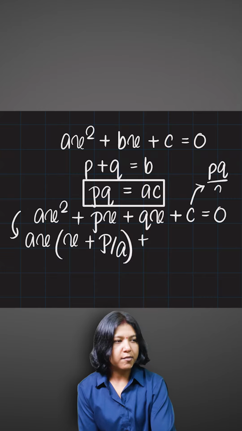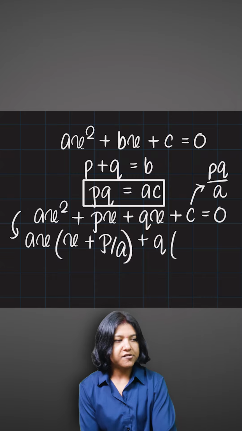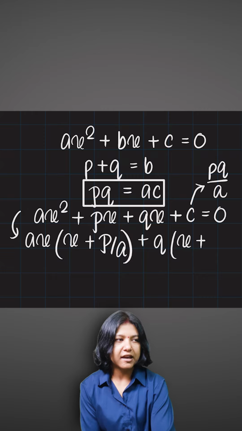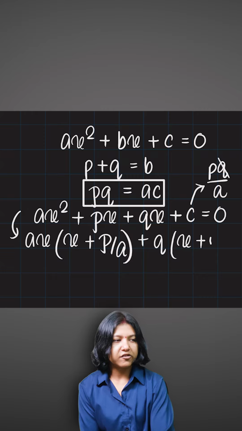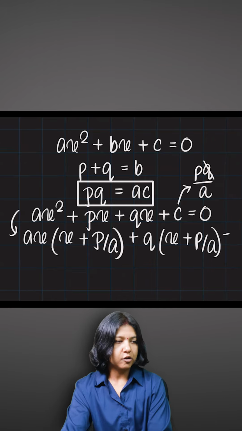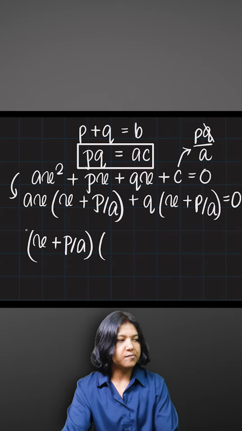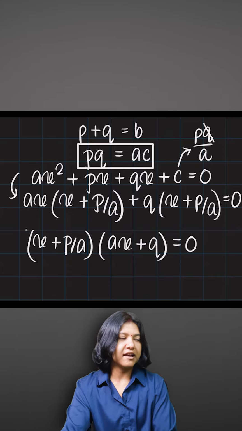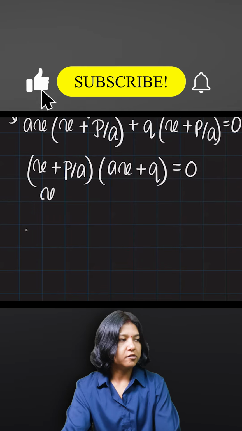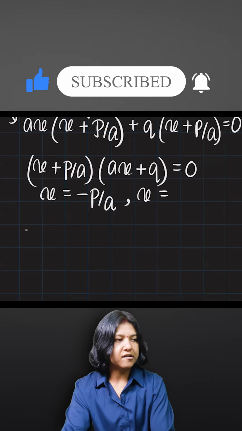So there is a common factor q when I compare the last two terms. If q is a common factor, you would have x remaining for the first one, and instead of c, because we are writing pq upon a and I've already factorized q out, it would give me p upon a, the same factor as we got for the previous two, equal to 0. Now you would say that x plus p by a is one factor and the other factor is ax plus q, right? And from here the value of x is simply equal to negative p upon a, or else the value of x could be minus q upon a.